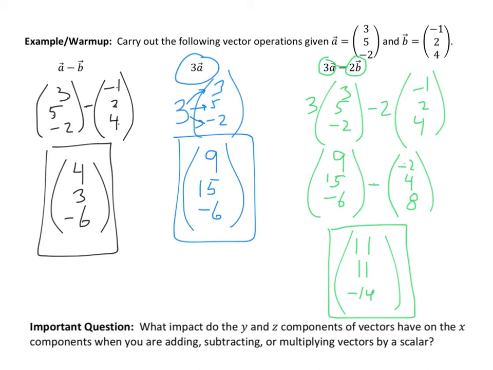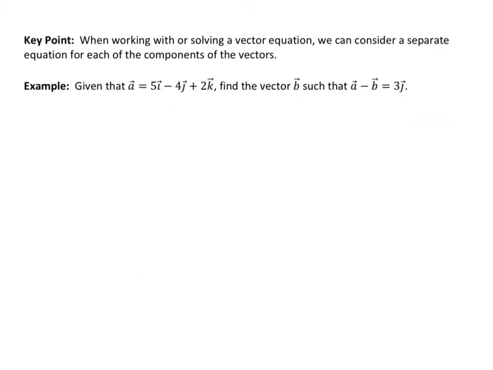What impact did these y and z components have on the result of the x component? And hopefully you realize that had no impact at all, right? The whole idea behind these things is that the x component depends solely on the original x component. The z component depends solely on the original z component. So the y and z components had nothing to do with the x component. That's going to be really important in where we're going next. So now we have this super key point, and this is critical for working with vector algebra.